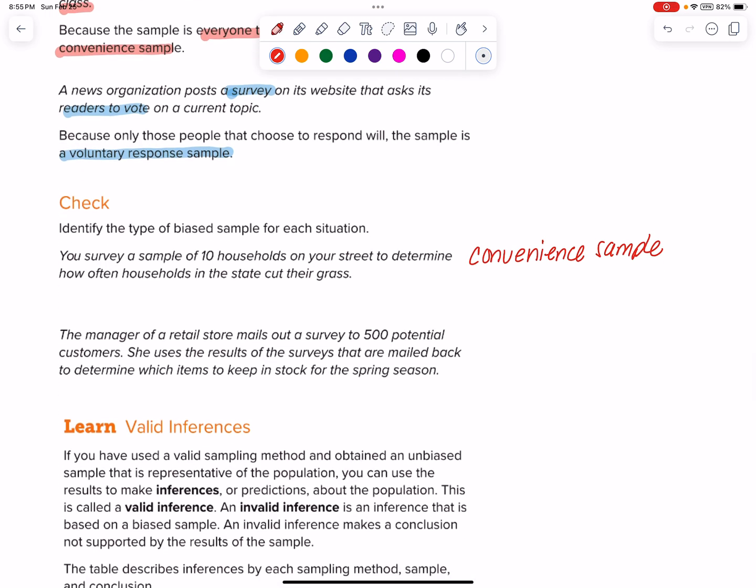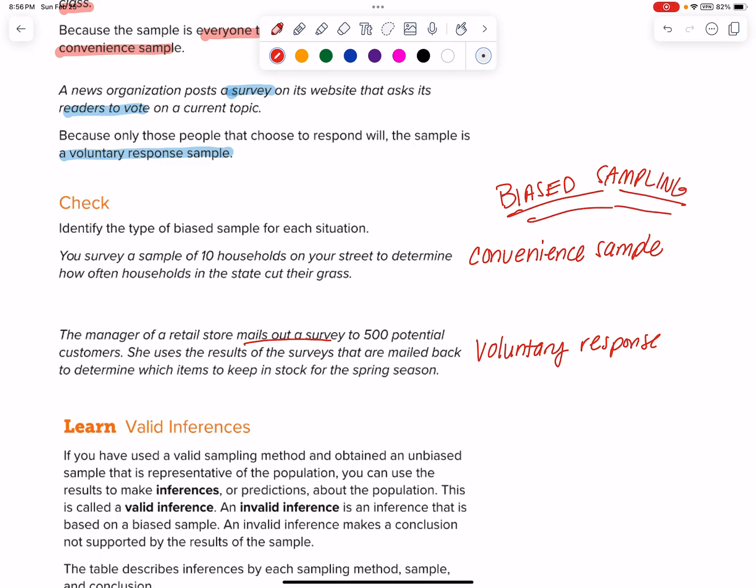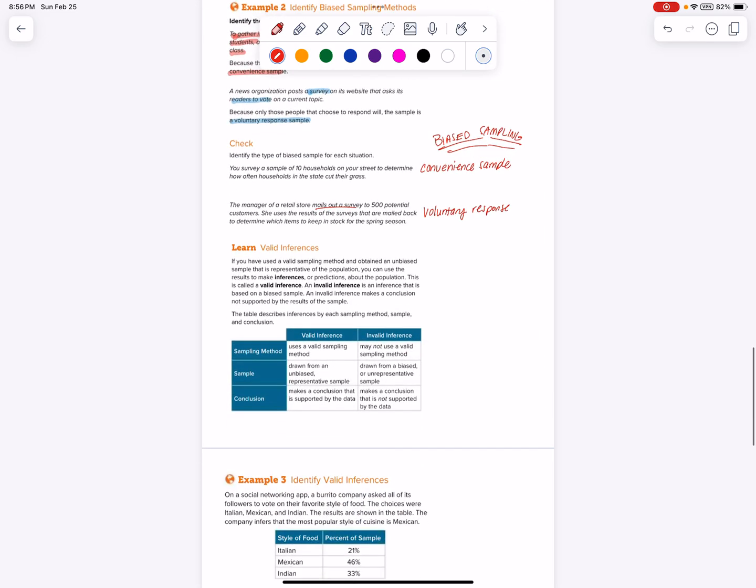The managers of a retail store mail out a survey. All right, they're mailing out surveys and getting responses. We know that's a voluntary response, and that is a biased sample. Okay, so let's just write that so we have that. Biased sampling. Okay, so those would not work to collect data on.